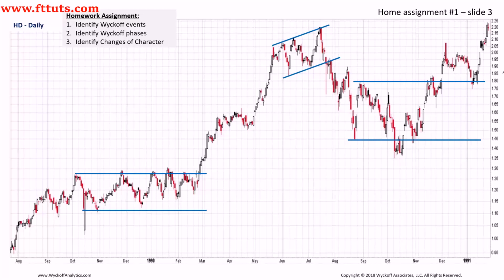It's the buying climax followed by a deep automatic reaction.